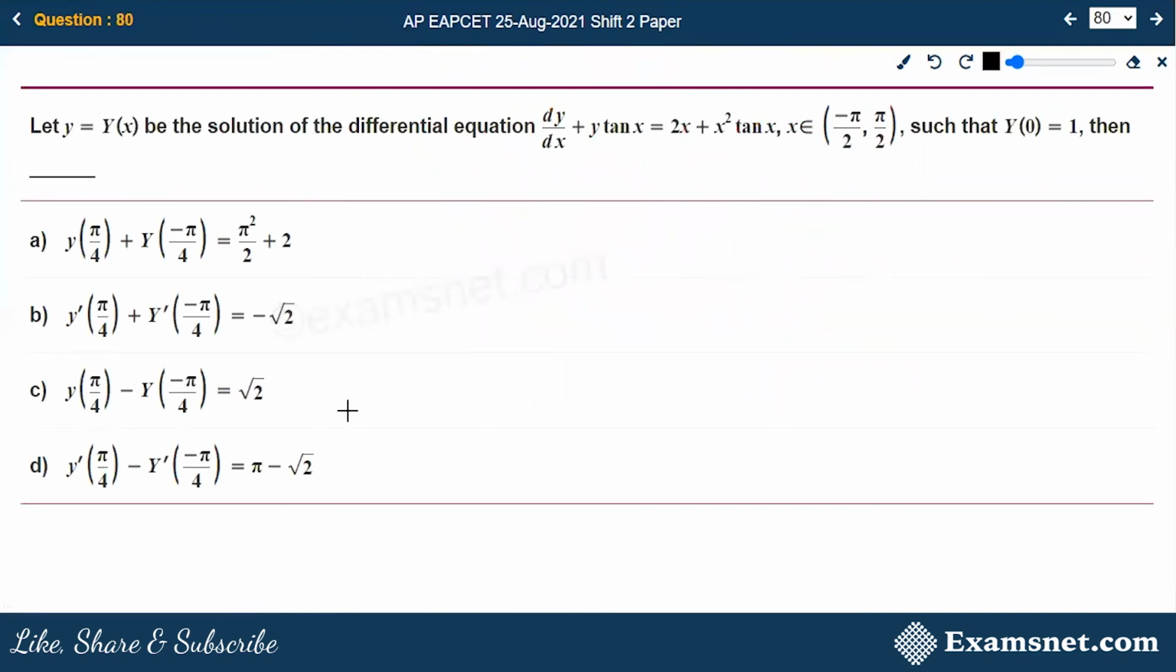It says let y equal to y of x be the solution of this differential equation, having a solution y(x), where x belongs to minus pi by 2 to pi by 2, such that y(0) is equal to 1. So first of all, let's observe this equation very carefully. This is a linear differential equation in y.